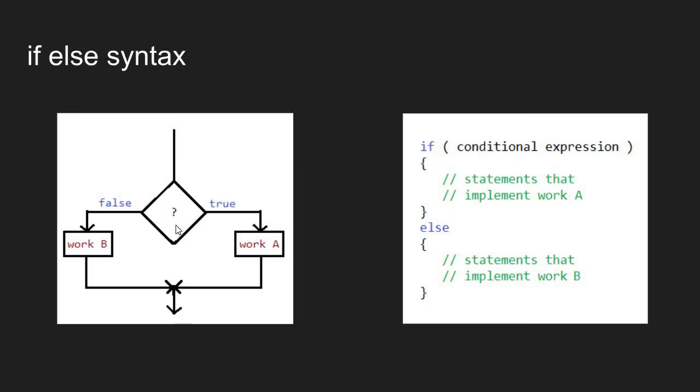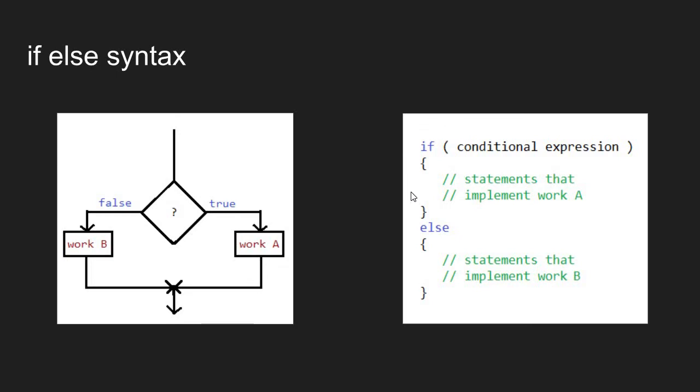So under this conditional expression, I am going to do either one piece of work or another piece of work. I can never do both, and I can never do neither of them. I always have to do one or the other. Well, this type of logic block can be implemented in C# using an if-else statement. So over here we have the syntax for an if-else statement.